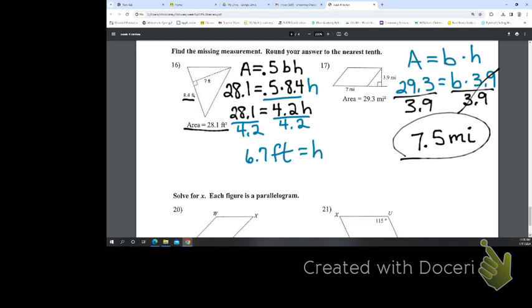So it's kind of like we're solving an equation. It's not kind of like, we are. We're solving a little equation to find the missing part.